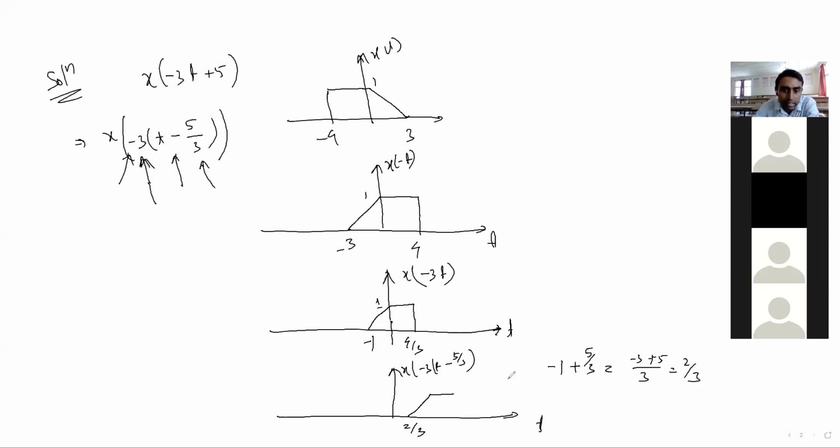2/3. Next, again, right shift will be 4/3 plus 5/3. What will be the value? 9/3, so this will be 9/3. Amplitude will remain the same because we do not do anything with the amplitude. So amplitude would be 1 only. So this is the ultimate answer.